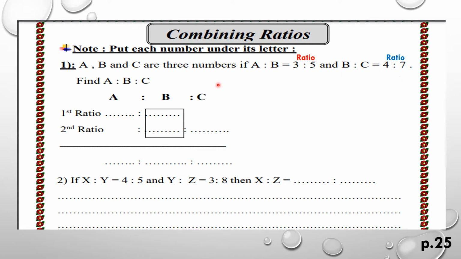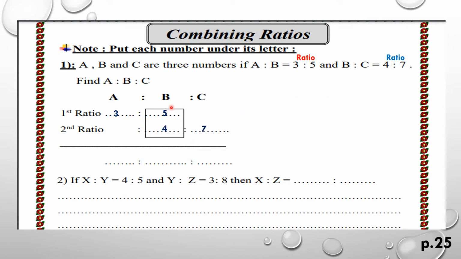So we are going to solve using this form. A to B to C, first ratio, second ratio. First ratio, what do we have in it? 3 to 5. 3 under A, 5 under B. And what about the second ratio? B to C equal 4 to 7. 4 under B, 7 under C. We must keep the given order.